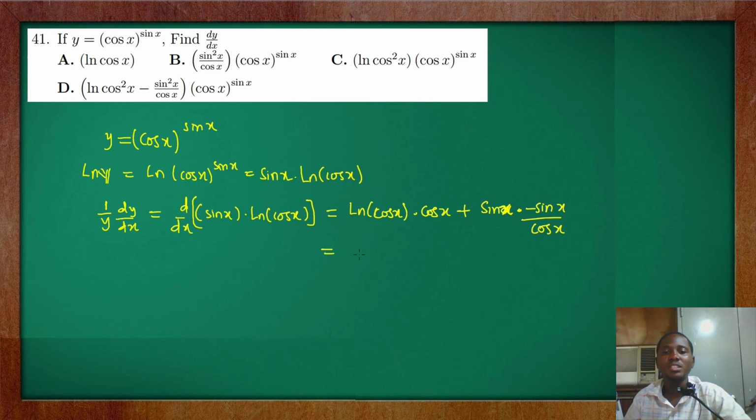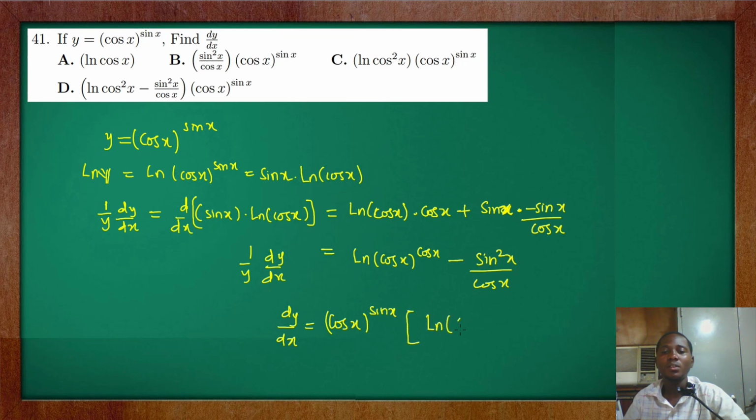That means if you simplify it, I'm going to have ln cos x raised to the power of cos x, then plus or minus: cos times plus times minus will give us minus sine squared x over cos x. So that is our 1 over y dy/dx. And our dy/dx would be y, which is still cos x multiplied by cos x raised to the power of sine x, then multiplied by ln cos x raised to the power of cos x minus sine squared x over cos x.